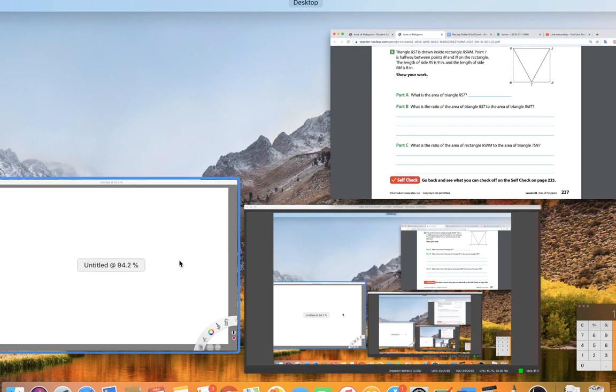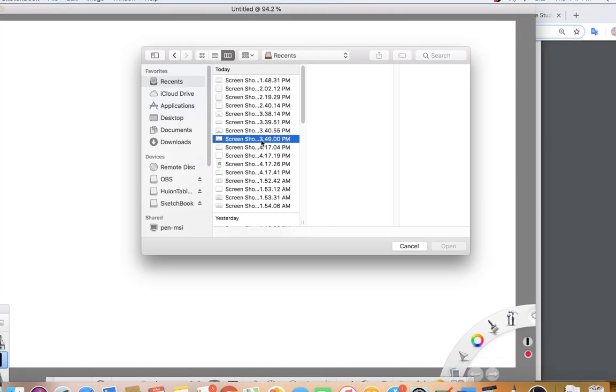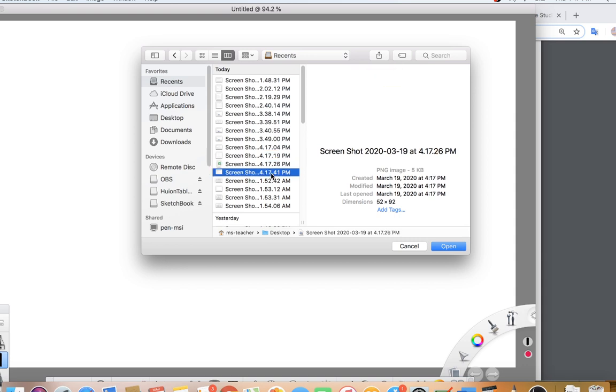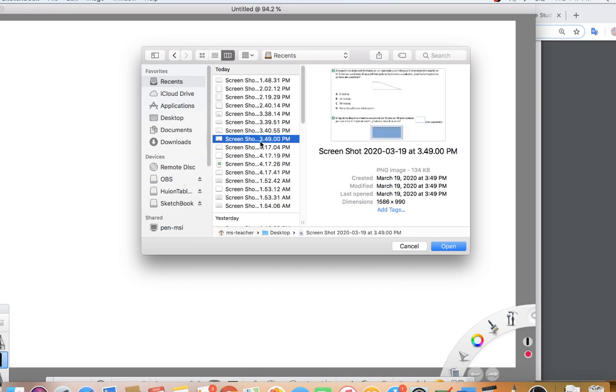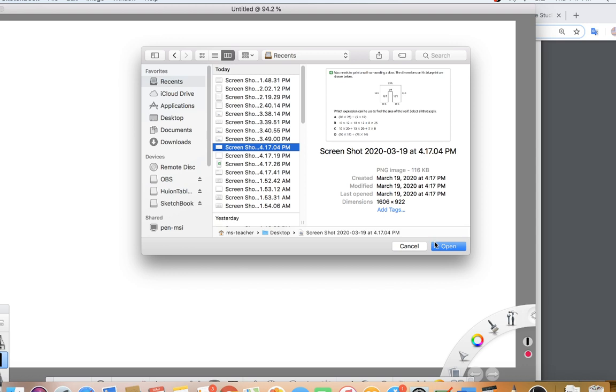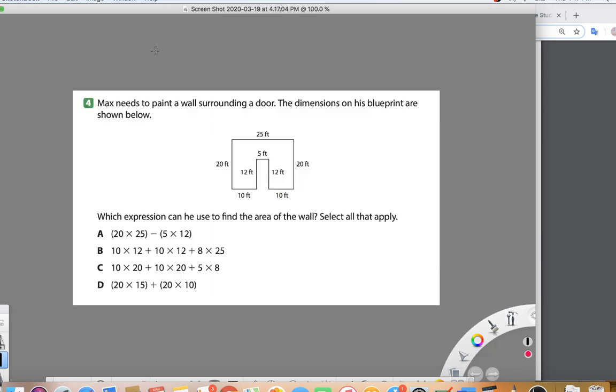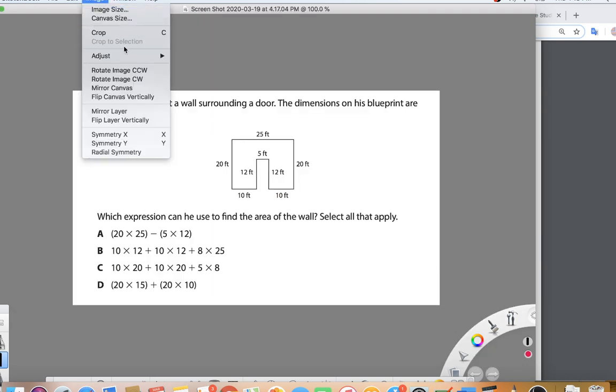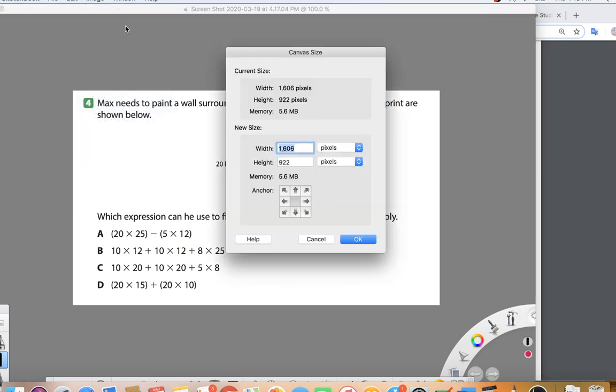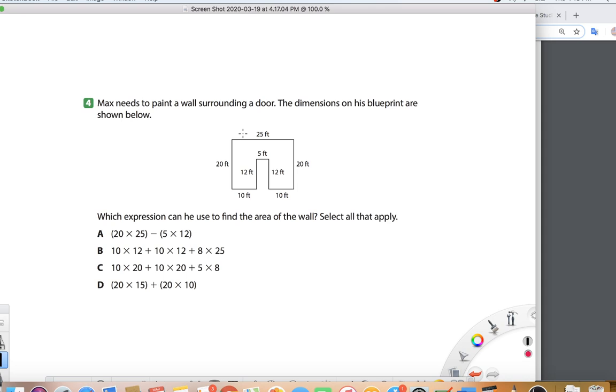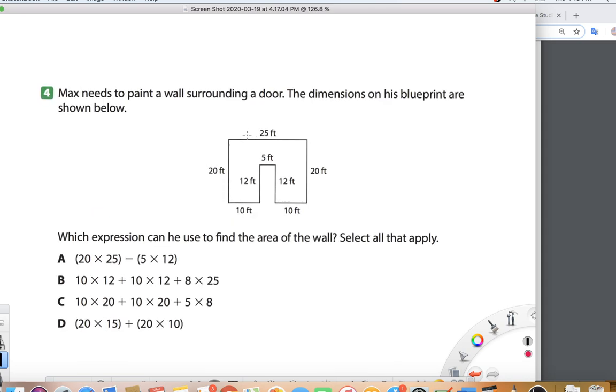So we're gonna do number 4 first, which should be right here. Now, number 4 says Max needs to paint a wall surrounding a door. The dimensions of his blueprints are shown below. So here's the door on the inside, and there's the wall that he has to paint on the outside.